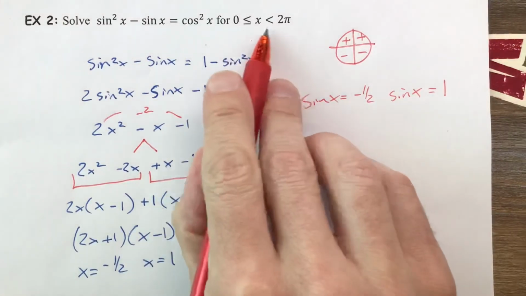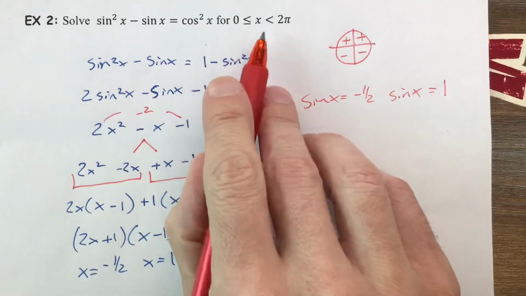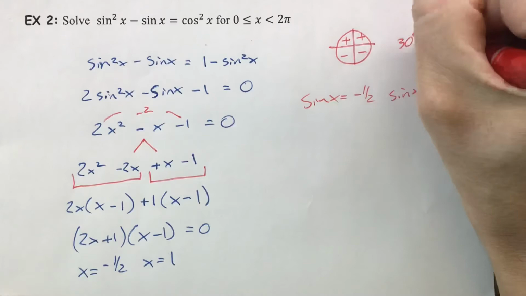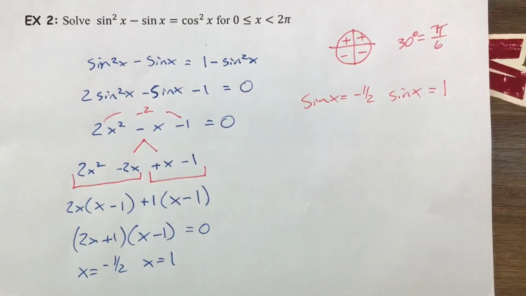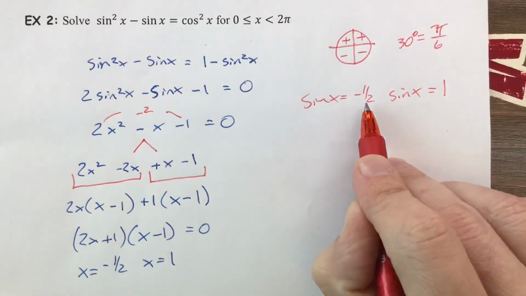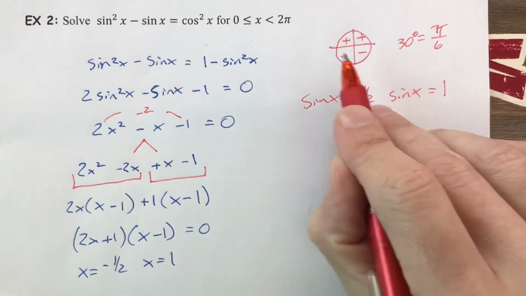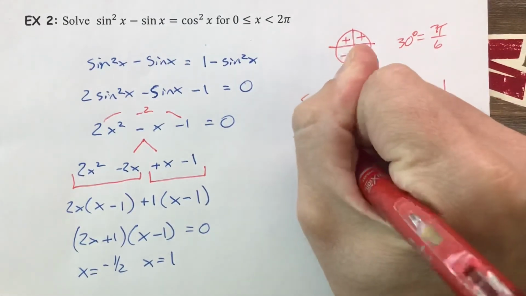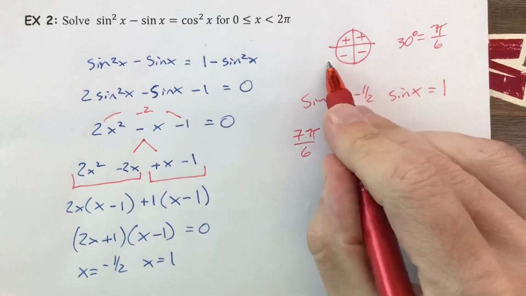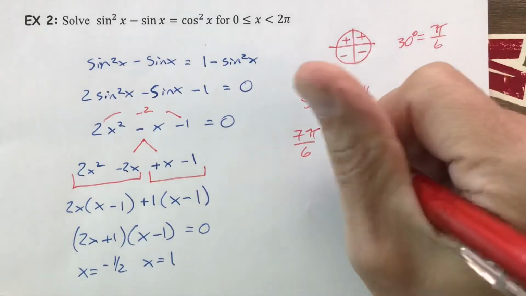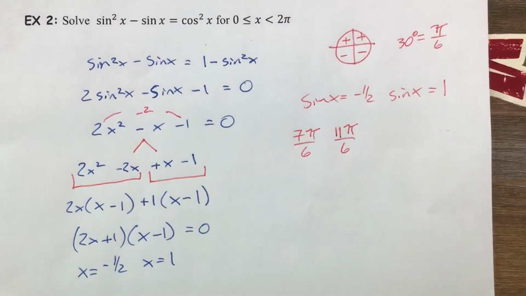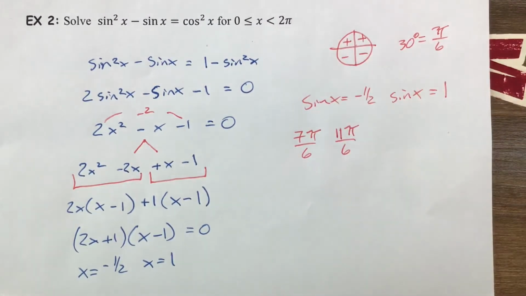Of course, we're going to be answering everything in radians, though. So 30 degrees is equal to pi over 6 radians. So the answers that we'll get for this will be down pi over 6 and down pi over 6 here. That means that our answers are going to be 7 pi over 6, that would be the third quadrant answer, and this would be 11 pi over 6 in that spot there.